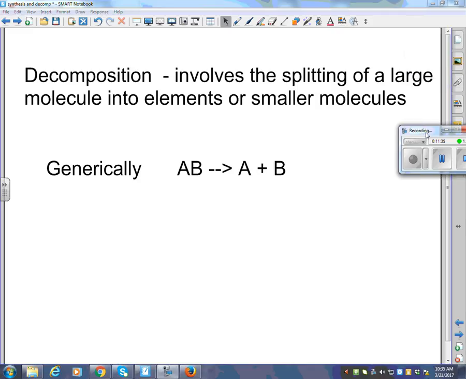Decomposition involves the splitting of a large molecule into elements or smaller molecules. Generically, AB gives you A plus B. Now we're going to look at some formulas and see if they are in fact decomposition.